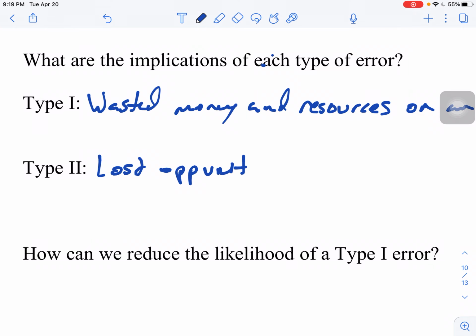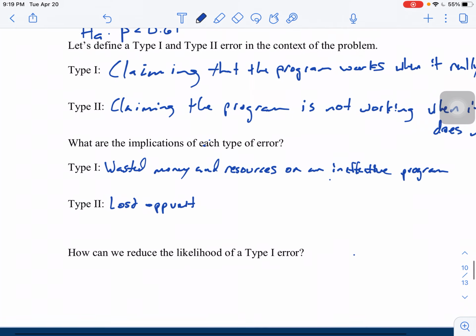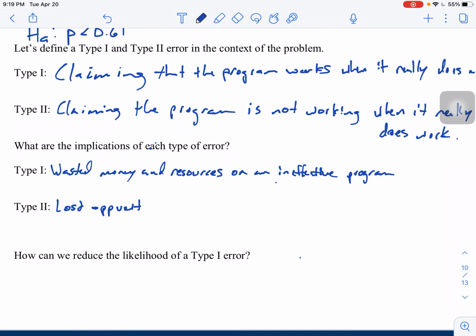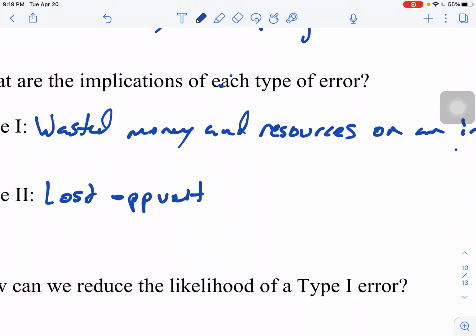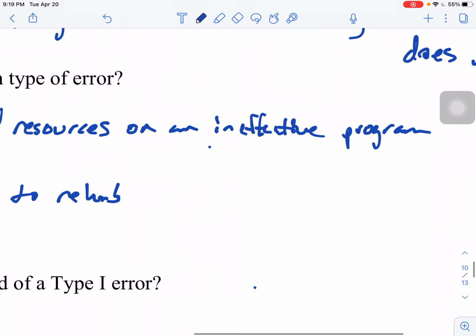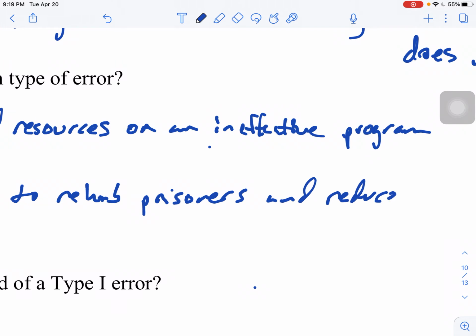Because we're basically claiming the program's not working when it really does work, we're going to pull funding from the program, probably cancel it altogether. So it's a lost opportunity to rehab prisoners and reduce crime.